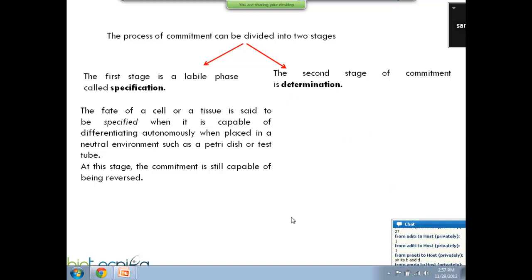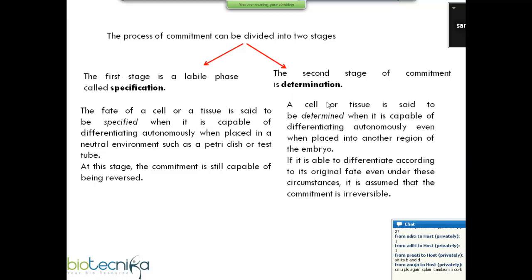Whereas determination is the stage where the cell or the tissue is said to be determined when it is capable of differentiating autonomously even when placed in another region of the embryo. Here, in specification, it should be in a neutral environment. If you keep it in a determined place, it can be reverted back. For example, during specification, if you take cells from the mesoderm to the ectoderm, they will form ectoderm organs. Once it is determined, even if you take any cell from any layer, from ectoderm to mesoderm, it will be an ectoderm product only. That is what I want to say here.